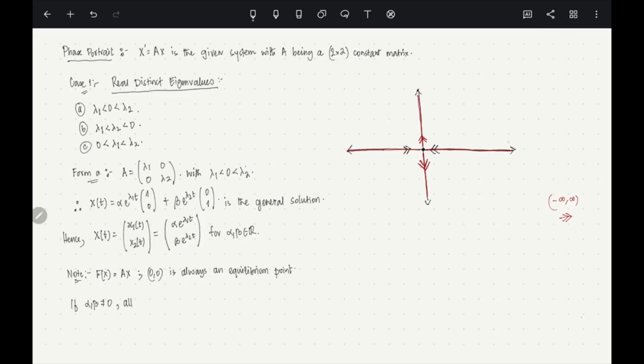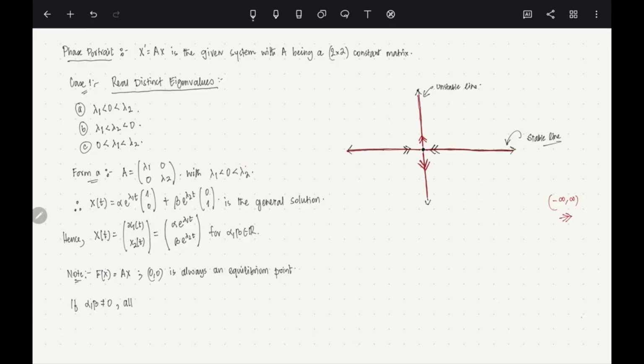By the way, I forgot to mention this. You see this line, all the trajectories are moving towards the equilibrium. Since they are moving towards the equilibrium, we call that line a stable line. Please remember this thing. And this line, where it is moving away from the equilibrium, we call an unstable line.